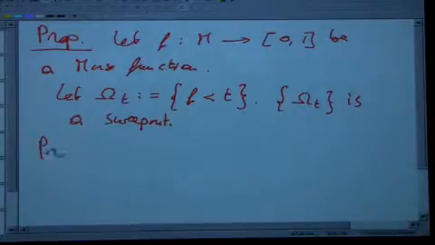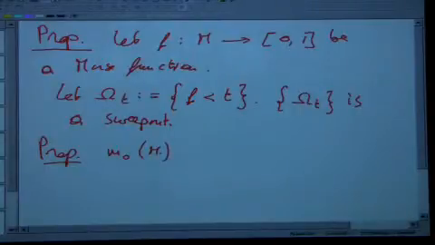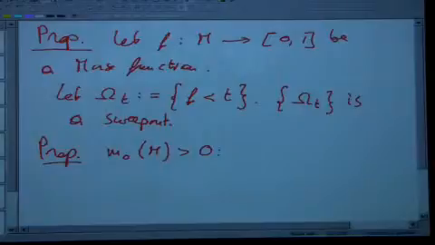Second proposition: m0 of M is in fact positive. Why? Well, he already gave the proof, in fact. Omega t is depending smoothly. There's a t which has half of the volume of the manifold. Apply the isoperimetric inequality: the boundary of this omega t has to be bigger than some given constant. So this is just the proof.